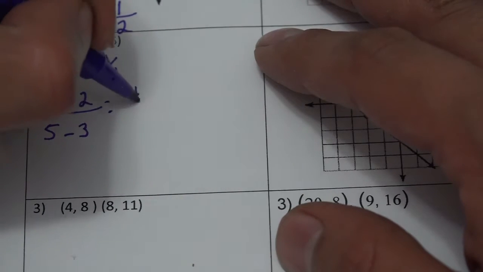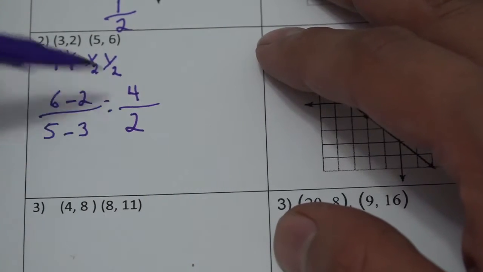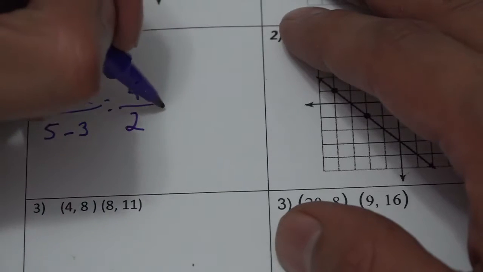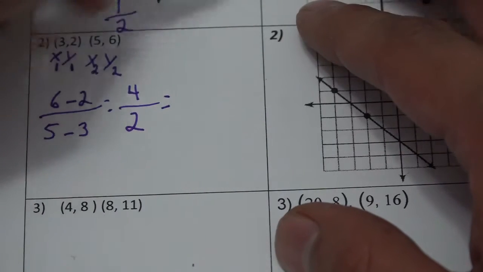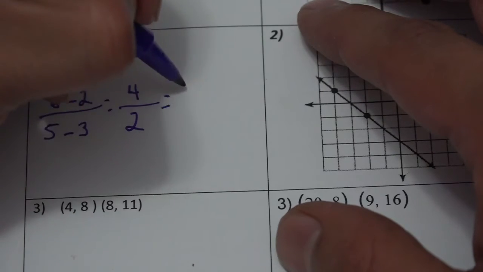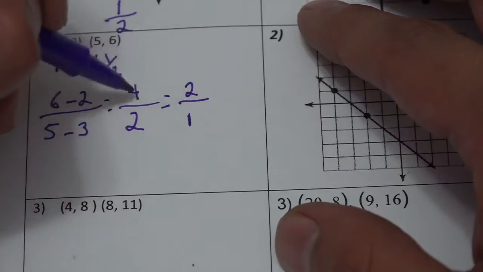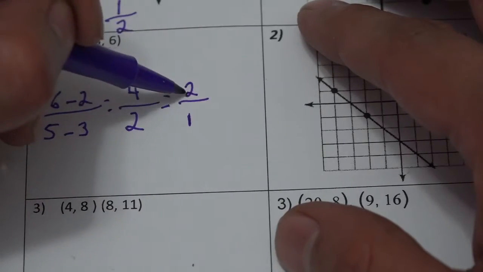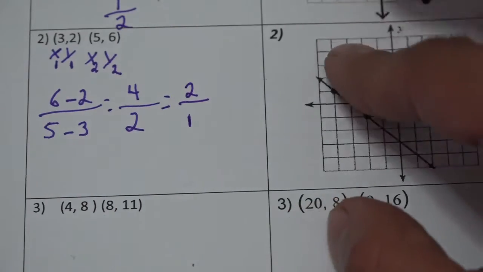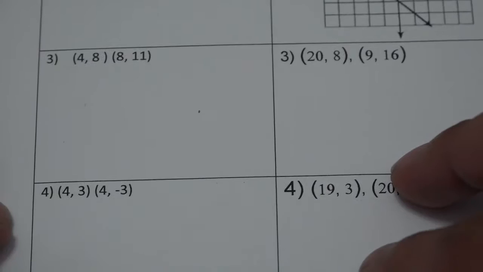6 minus 2 is 4. 5 minus 3 is 2. So the slope is 4 over 2. Let's reduce this. Can I take half of both of them? Yes. So then the slope is 2 over 1. So either 4 units up and 2 to the right, or 2 units up and 1 to the right is the same path. The slope measures the steepness of a line. Alright, let's find the slope here.